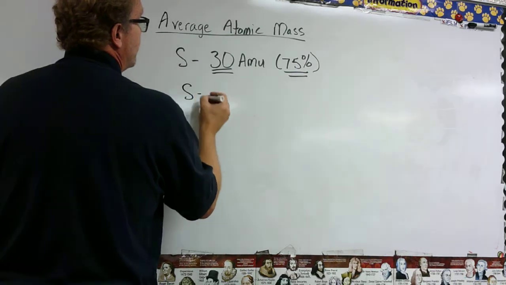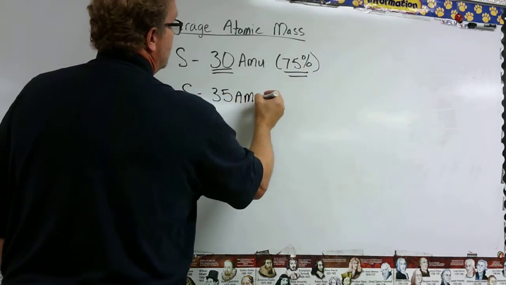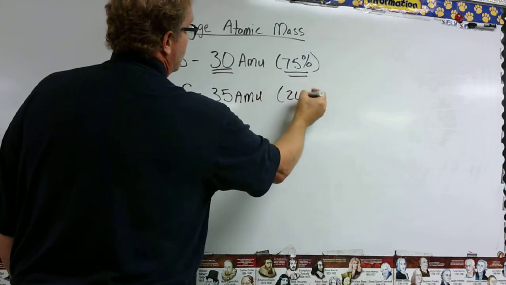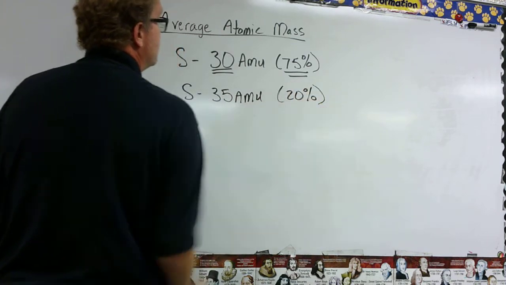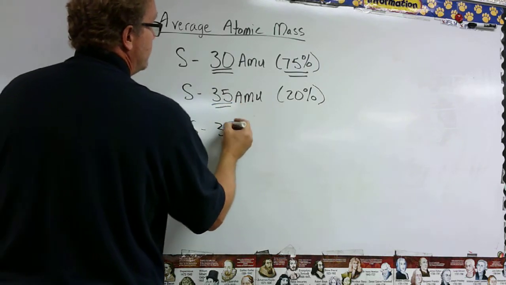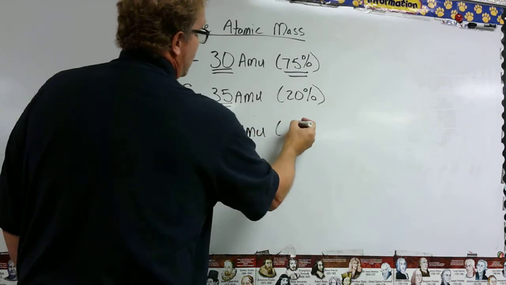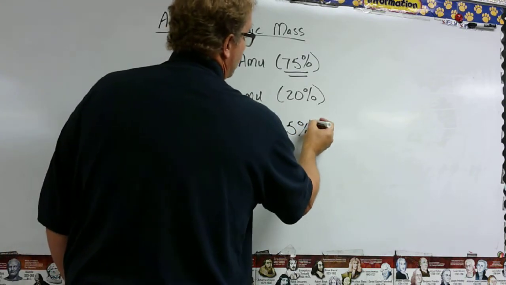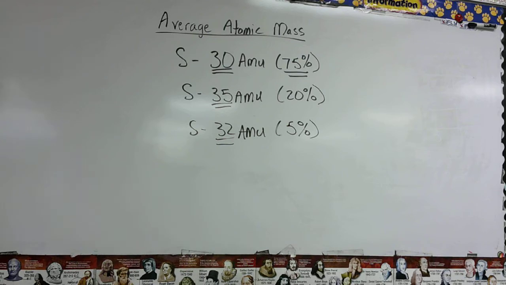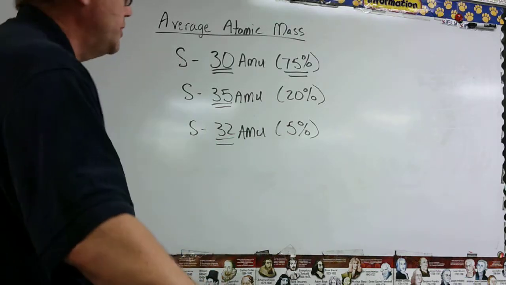Let's say I have another sulfur with a mass of 35 AMU. And let's say that's at 20%. And let's say I have another sulfur that's at 32 AMU, and I have another percent of 5. That would be 100% of my whole atom, because these all have to add up to 100.